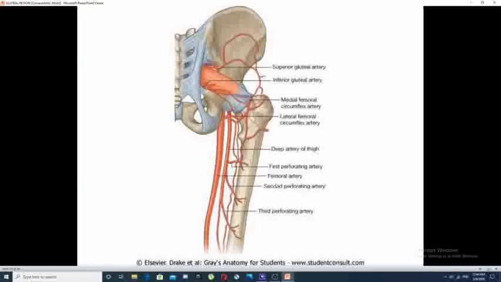And you can see this is the area of trochanteric anastomosis. This is the superior gluteal artery, this is the inferior gluteal artery, and here you can see the lateral femoral circumflex artery and the medial femoral circumflex artery. This group of anastomosis represents the anastomosis between branches of the external iliac and internal iliac arteries.